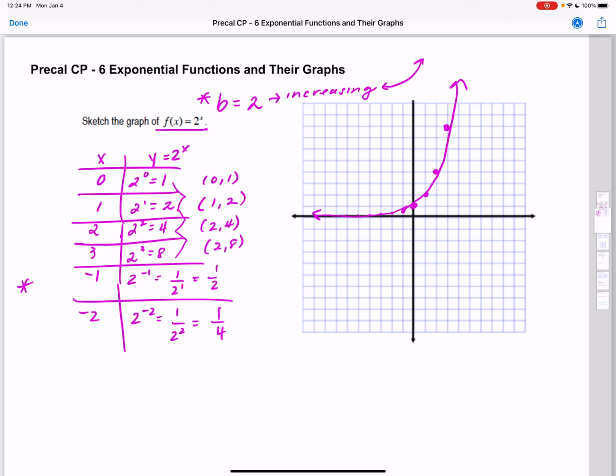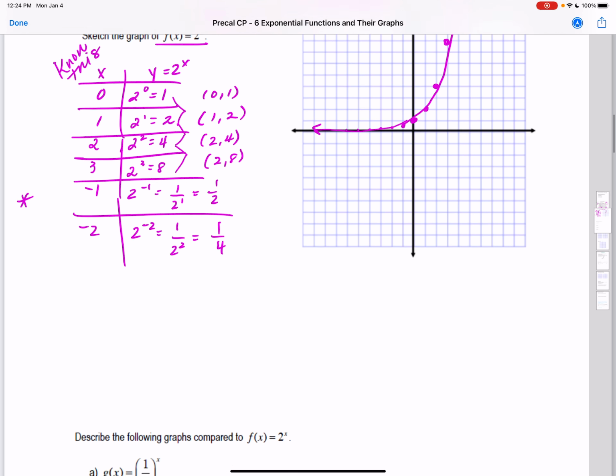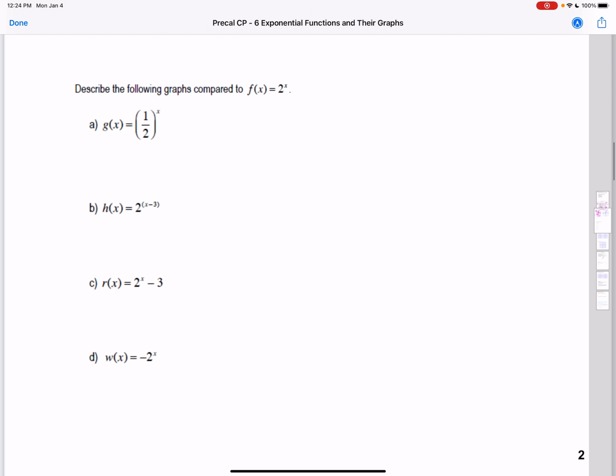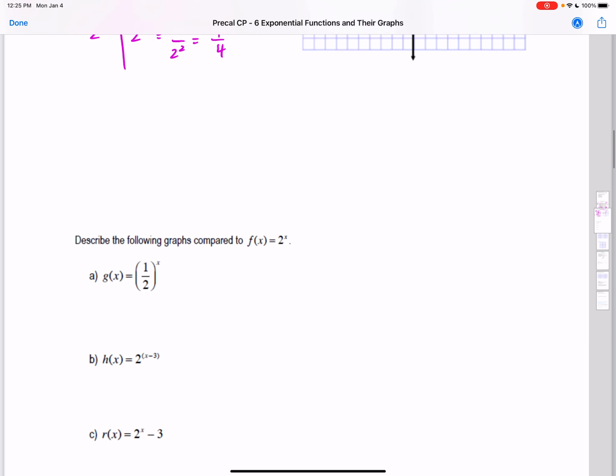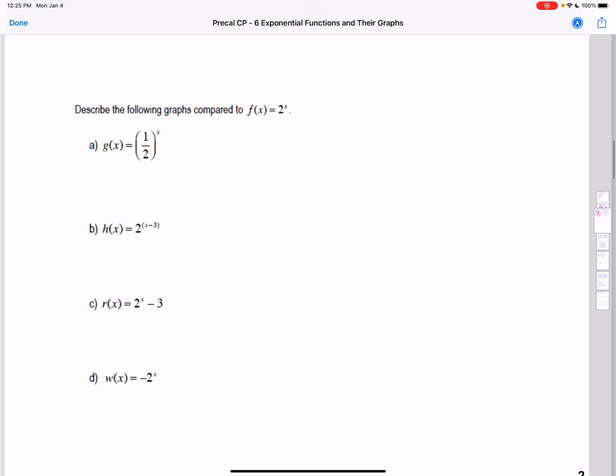So that is what your function looks like. But making a table is important to know how to do, so that you can graph any function, no matter what it looks like. All right, these are going to be comparisons to this function that we just did. So it's a transformation. Now this first one you see, oh my goodness, it has a fraction. So I'm going to go ahead and put this in my calculator.